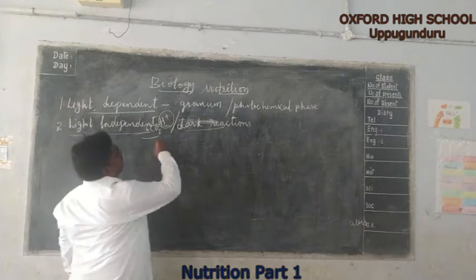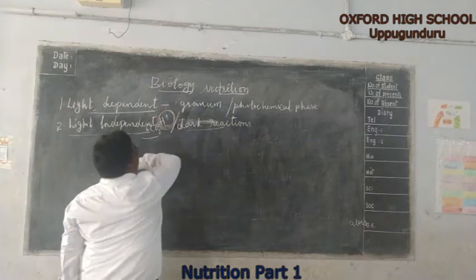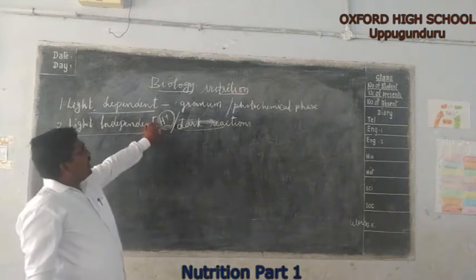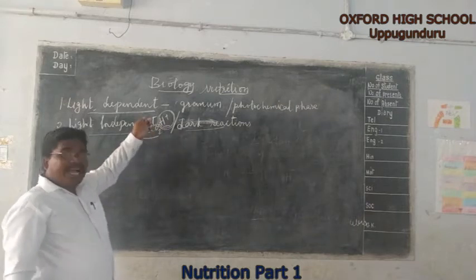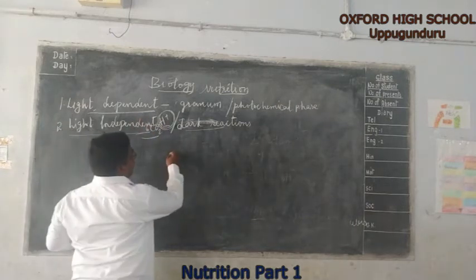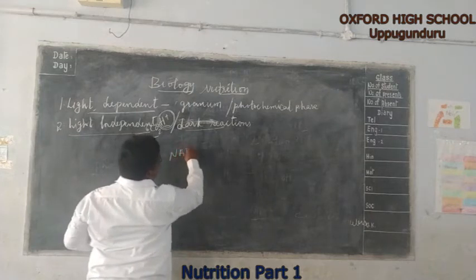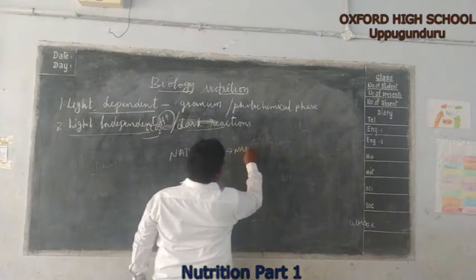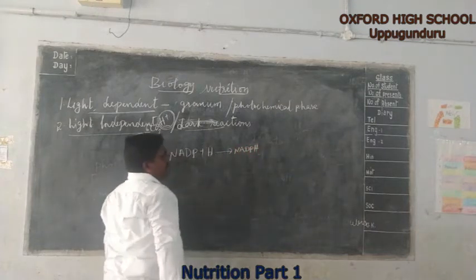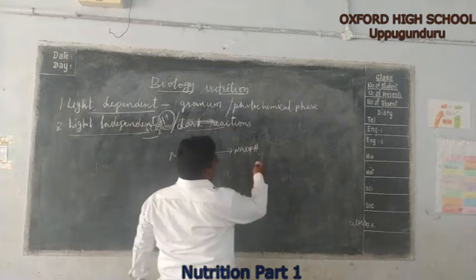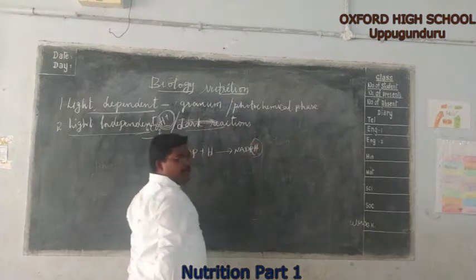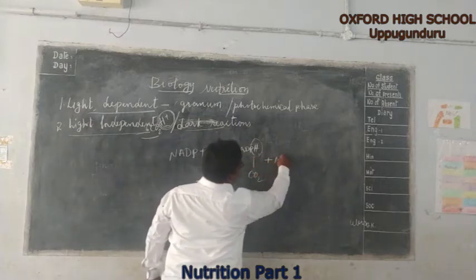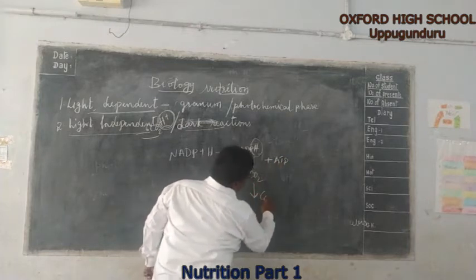So here I already told you that H plus ions are produced by the photolysis. These highly reactive H plus ions are picked up by a special compound called NADP, and form NADPH. And the hydrogen of the NADPH combines with the carbon dioxide by utilizing ATP energy. It forms glucose.